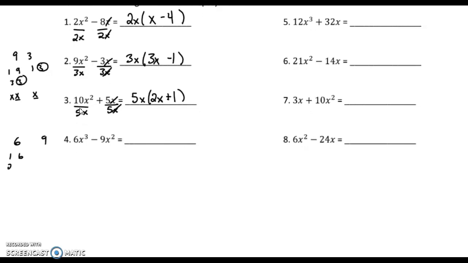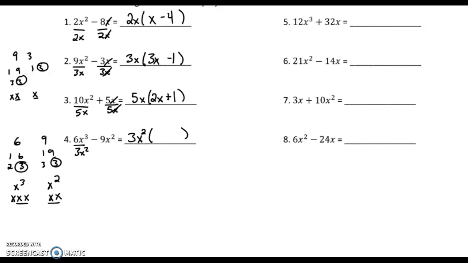So 6 is 1 times 6, or 2 times 3. 9 is 1 times 9, or 3 times 3. So the GCF is 3. Now let's think about the x's. x cubed is x times itself 3 times. x squared is x times itself twice. So they both have x times x, like 2 x's. So that's x squared. So the GCF is 3x squared.